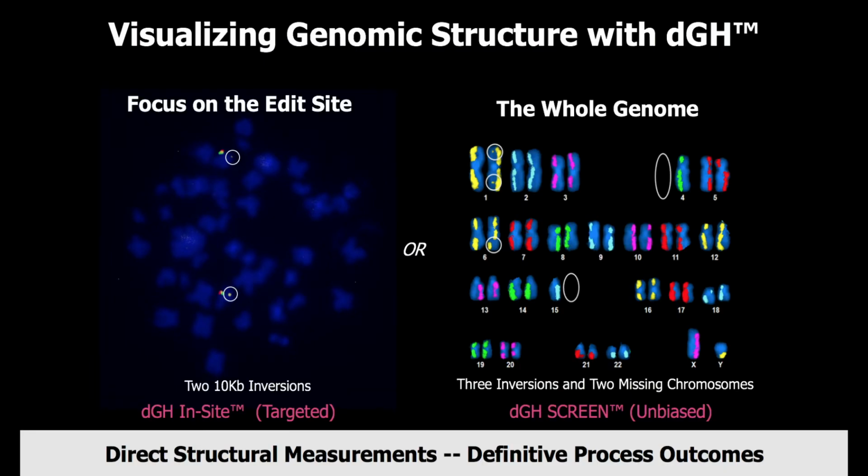At KromaTiD, we focus on direct measurement of genomic structure using our directional genomic hybridization, or DGH, platform. We work with many leading genome engineering companies to visualize genomic structural features from a few kilobases to the entire genome.